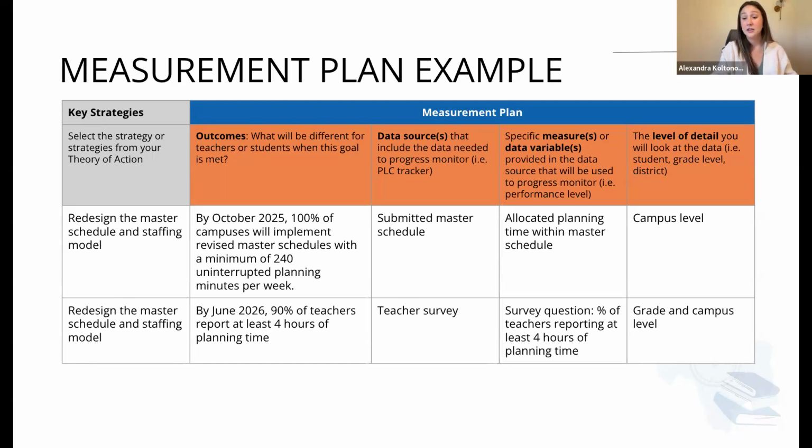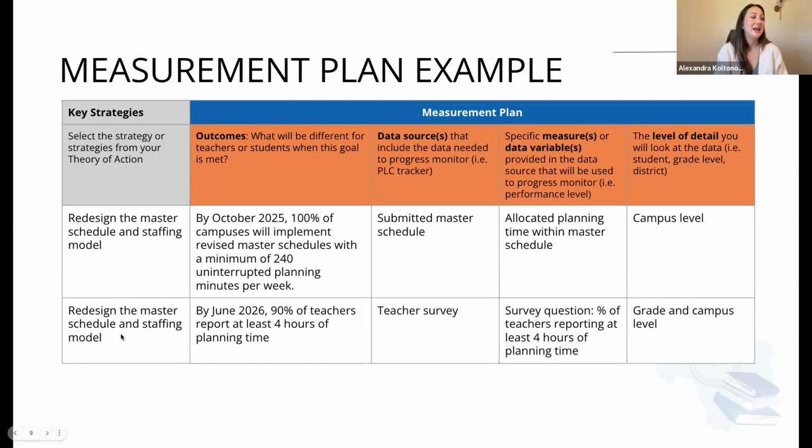week. The data source is just the submitted master schedule. The actual specific data variable is whether they've allocated the planning time within their master schedule. So it's just looking at whether they have that time allocated. And the level of detail is the campus level, because again, we want 100% of campuses there.